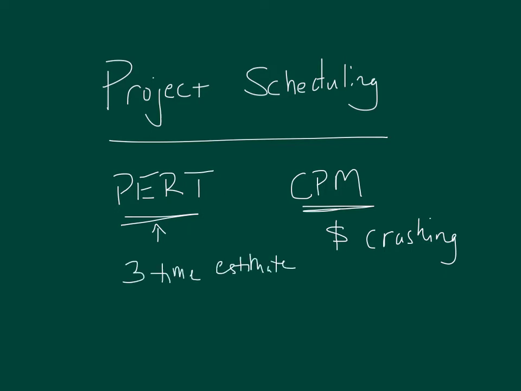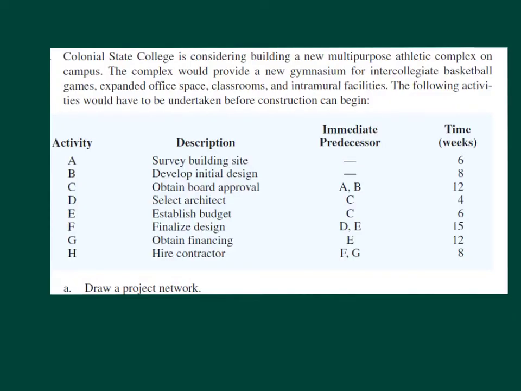We're going to look at single point estimates and also 3-time estimates. But in both cases, we're going to build a network diagram, an activity on node network diagram, where the activities are nodes, arcs or arrows are the relationships between those activities, and then we're going to find the critical path, the thing that is going to take us the longest to get through the network. And then with CPM, we're going to look at trying to shorten the project duration, which is crashing. Let's look at an example.